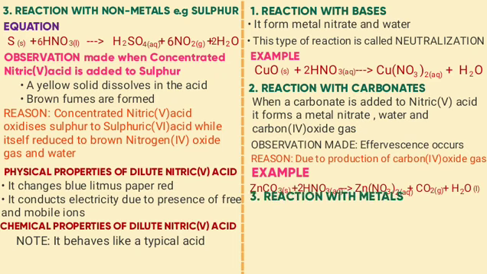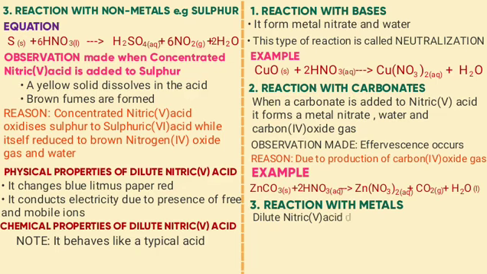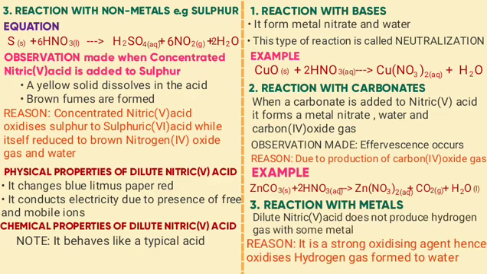Lastly, reaction with metals. Dilute nitric 5 acid does not produce hydrogen gas with some metals as expected. Reason: nitric 5 acid is a strong oxidizing agent, hence oxidizes hydrogen gas formed to water.